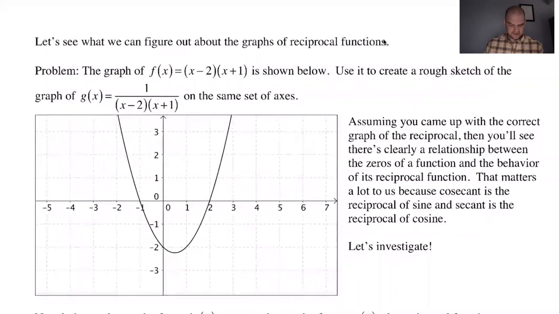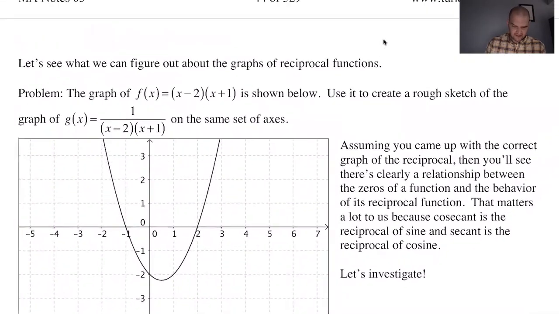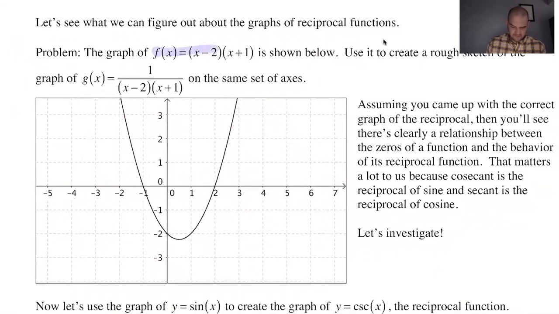So let's take a look at this and see if we can just graph the reciprocal of a parabola and see what happens. We'll take the ideas we get from that and generalize them and go from there. So here's what we're going to do. We have the graph of x minus 2 times x plus 1. So that's the graph that's shown below.